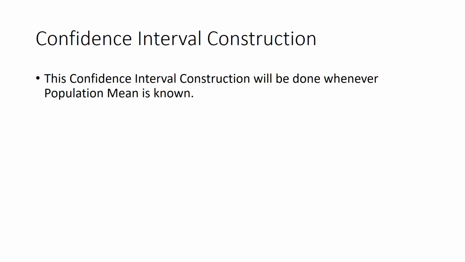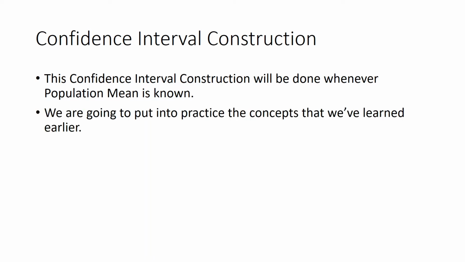This confidence interval construction will be done whenever the population mean is known. There are some constraints imposed on the confidence interval construction, and we are going to cover all of those, and I'll also try to cover one example. This video might be a little bit lengthy, but from now onwards you might get a grip over all the concepts, and it will be pretty much faster. We are going to put into practice the concepts that we have learned earlier.